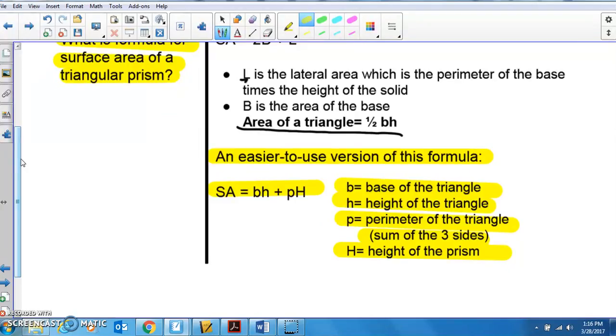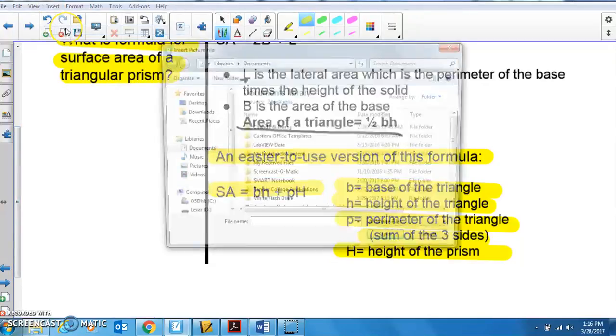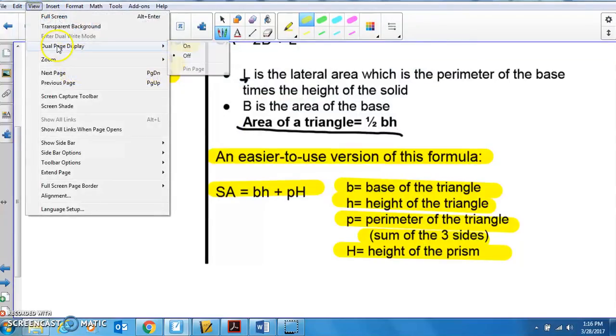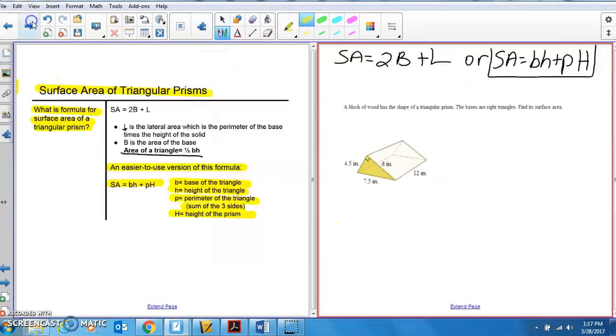All right, so I'm going to split this screen so that I want to be able to view both screens at one time. So we have our formula here. The formula up here, we're not going to use that. We're going to use what I consider the easier one, where it's base times height plus P times H. Now, with this formula, we know that we have to do the base times height of the triangular side plus the perimeter of that triangular side, which is the perimeter of the base, times the overall height of the prism, which is the distance that connects the 2 bases.